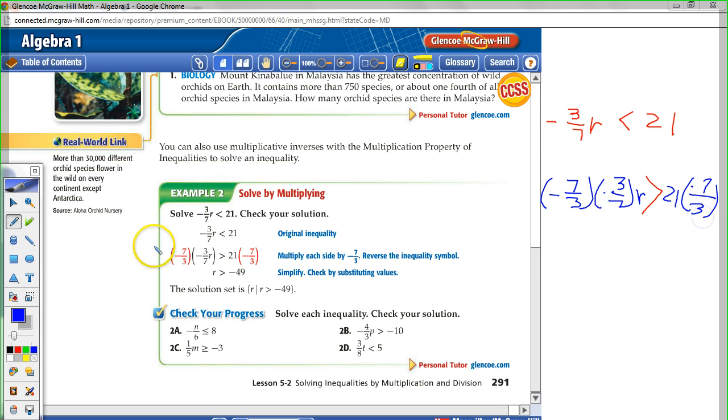Okay, so what does that do? That cancels out everything on the left side. 7, 7, 3, 3, negative, negative makes it positive. So you have r now is greater than 21 times negative 7 over 3. Okay, so 3 goes into 21 7 times. Now I have negative 7 times 7, which is negative 49. Okay, so now you have r is greater than negative 49.